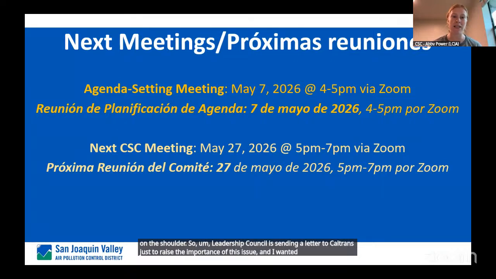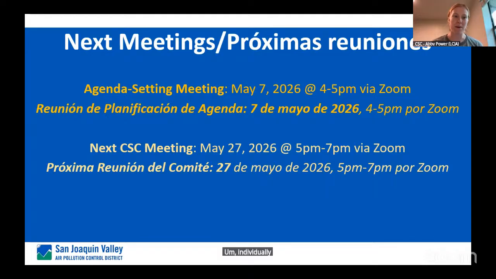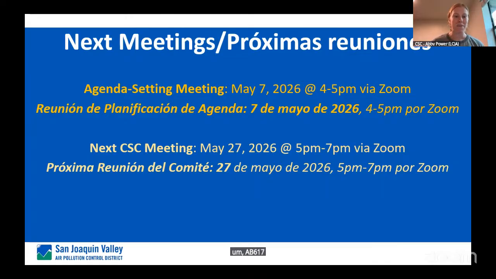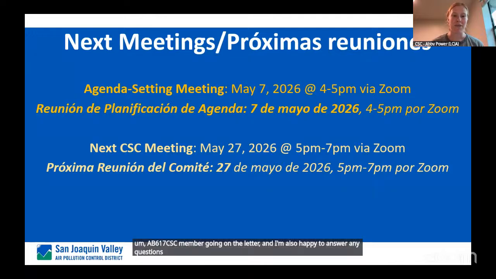So Leadership Council is sending a letter to Caltrans just to raise the importance of this issue, and I wanted to ask individually if members of the CSC would like to include their name on this letter just to show support. If you would like to, you can raise your hand or type your name in the chat, and I'll write it down. It would just be your name and then AB 617 CSC member going on the letter. And I'm also happy to answer any questions.